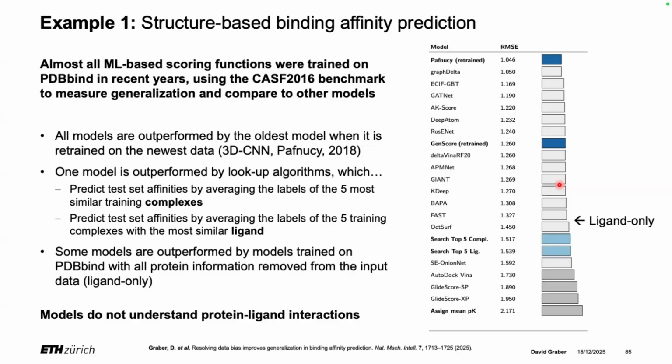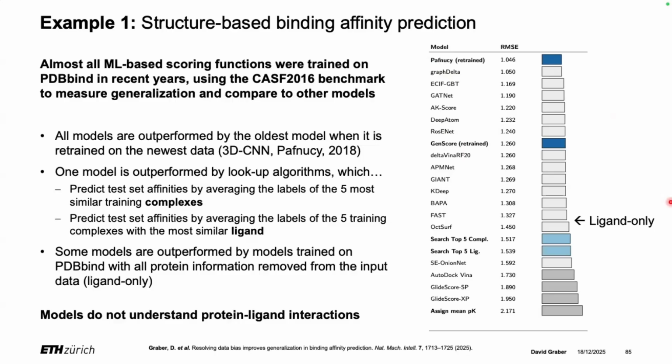And you can see the published performances of these models here, with an RMSE between the true and the predicted binding affinity. And we then retrained 2 models: PAFNUCY, a 3D CNN, a really old one from 2018, I think, and GenScore, a GNN. And we found that all models in this list are outperformed by the oldest model when it is retrained on the newest data. So we used the 3D CNN. It actually turned out to be the best in this setup.